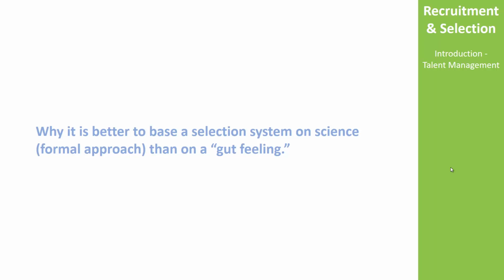Why is it better to base a selection system on science? And again, loosely, don't think of it as science in a lab coat. I know most of you are not science majors. That's fine. I've used the word science many times. Science is simply a more formal, more structured, more inquisitive, more equitable, more fair, balanced approach to doing something versus a gut feeling. Now, for those of you that don't know what a gut feeling is, it's like, I just feel it, that's the right decision.